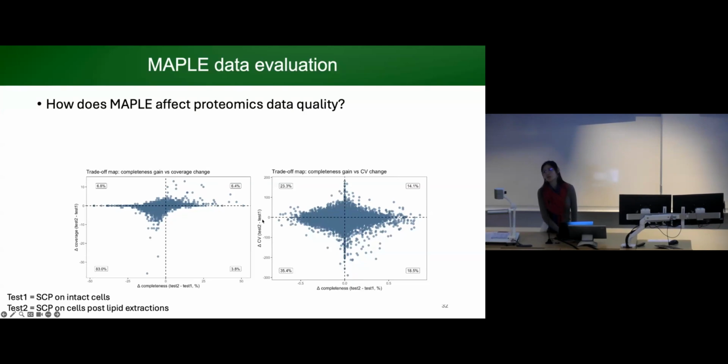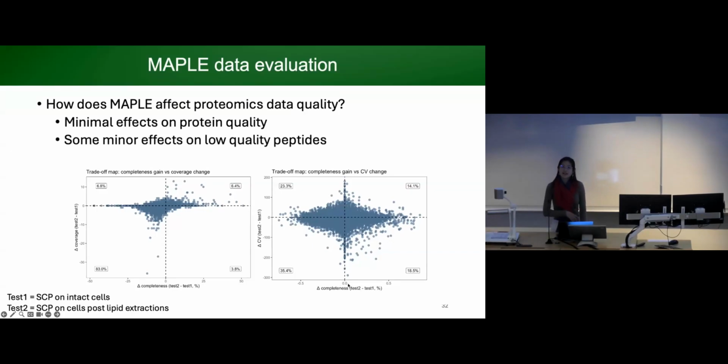And then the one on the left is looking at the CV change and the completeness change here. There's a little bit of a decrease in the completeness on the peptide level, but I will say that with the benefit of getting another omics out of a single cell, the drawbacks are very minimal. So from here, we now have a well-established workflow.